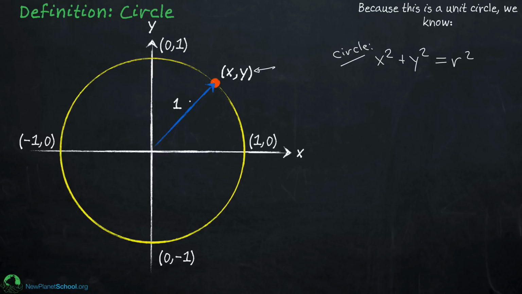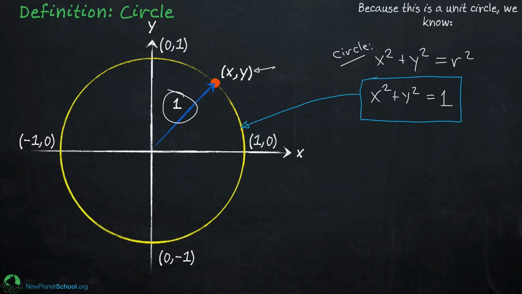In our case, we have a unit circle. So for us, x squared plus y squared equals 1, because that's our radius. For our particular circle, we have this very simple relationship, and this describes all of the points here. Let's check this point: x squared is 1 squared plus y is 0, 0 squared, and of course, that equals 1. Same thing here, 0 squared plus (-1) squared equals 1. You can check all the points, and of course all of the points in between also satisfy this relationship.